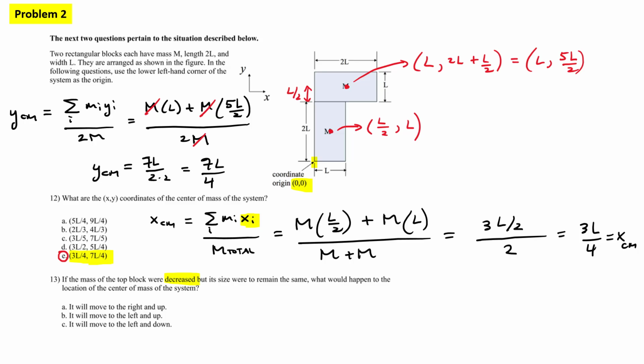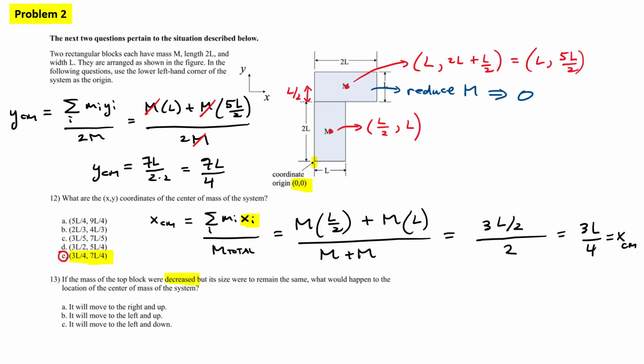Given 3 choices here, it will move to the right and up, it will move to the left and up, it will move to the left and down. So what happens here if I reduce this one, right? And again, I'm only reducing the mass. Okay? What do you think would happen? Well, what happens if you really reduce it? What if you set the mass to 0?